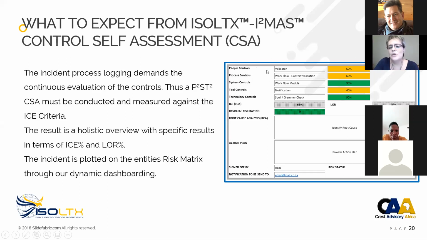Out of all those controls, it then measures and gives you a level of risk rating as well as a level of assurance rating. And that is then what needs to be managed until the incident can be closed out. So the incident is then plotted against the risk matrix, and it also gives you a residual risk rating.